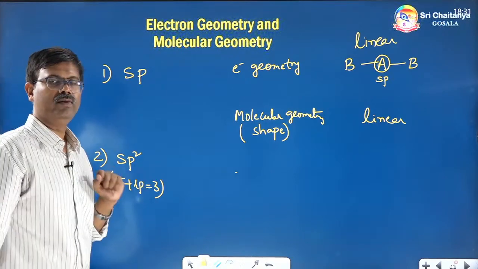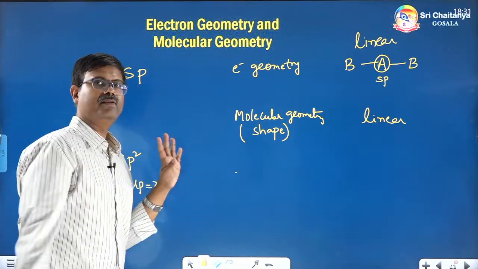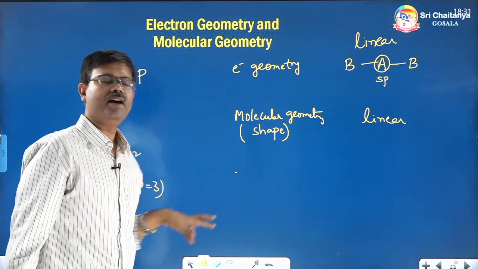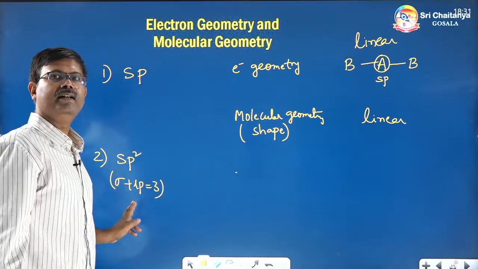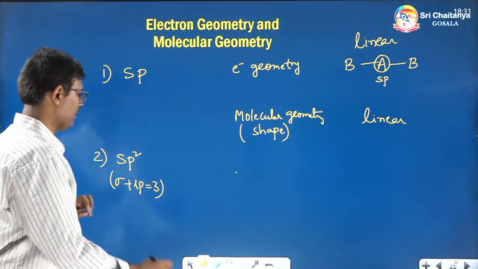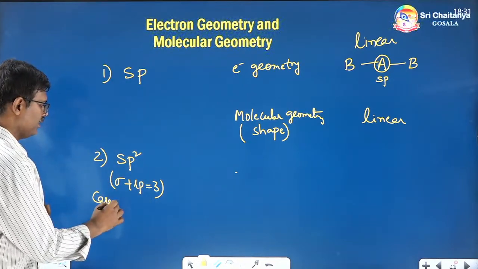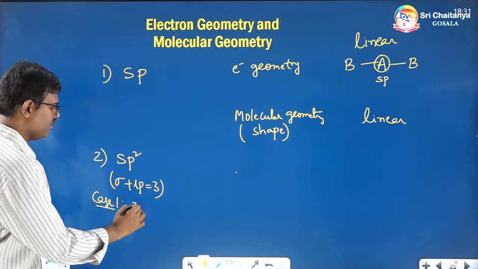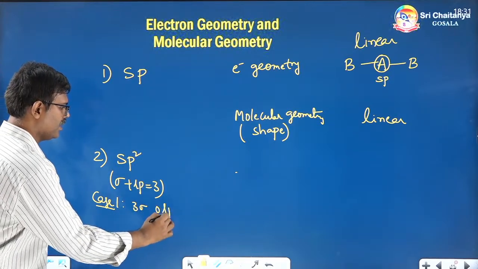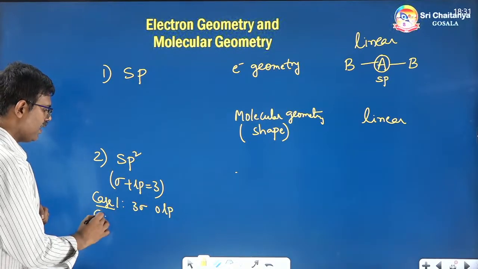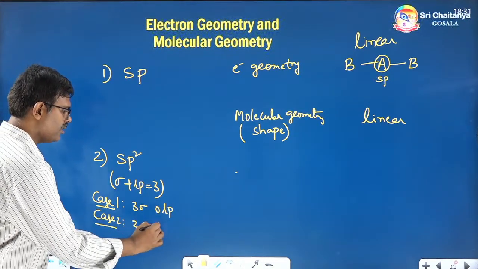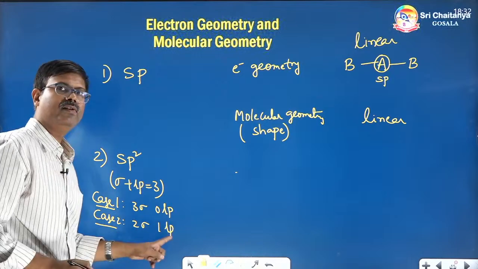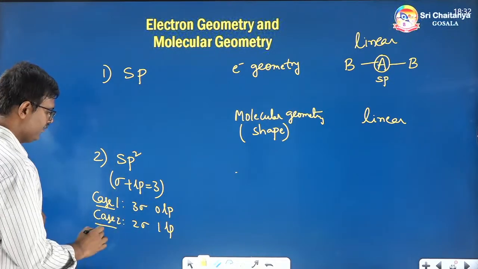Sigma bonds plus lone pairs. Now let's take first the case where all 3 are sigma bonds, 0 lone pairs and 3 sigma bonds. First we will take case 1. Case 1 is 3 sigma bonds, 0 lone pairs. After that we will take case 2. Case 2: 2 sigma bonds, 1 lone pair. If you add, you will get 3 only.